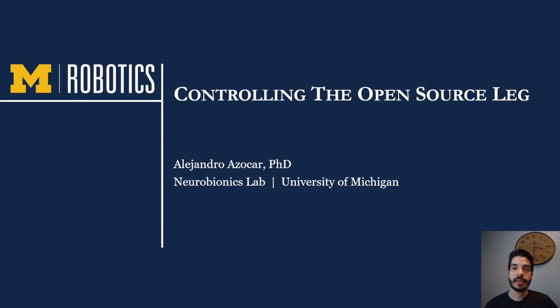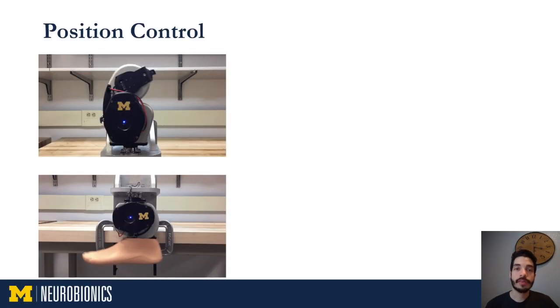In this portion of the video, I'll talk about the ways we control the open source leg. We typically use leg in position, current, or impedance control. To quantify the performance of the position controller, we ran frequency response tests seen here. The knee and ankle joints each commanded position trajectories composed of filtered Gaussian white noise scaled to plus or minus 5, 10, and 15 degree amplitudes.